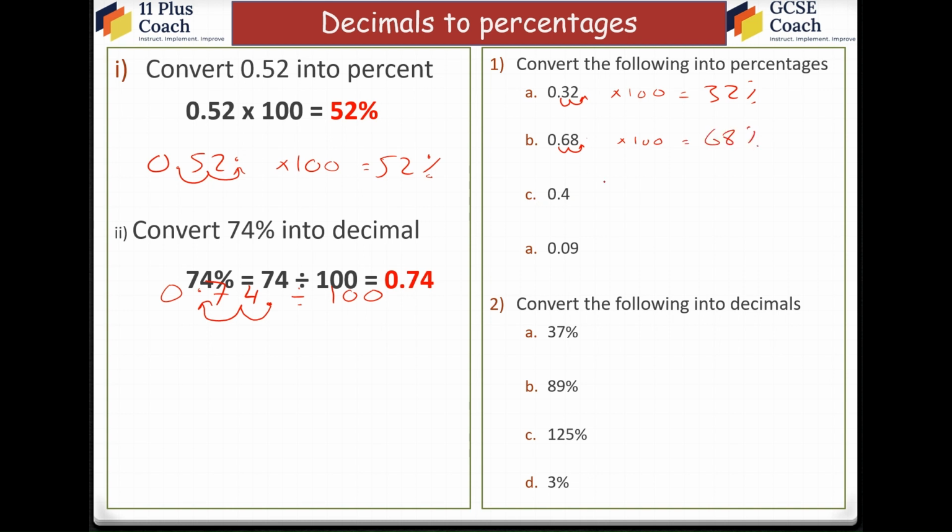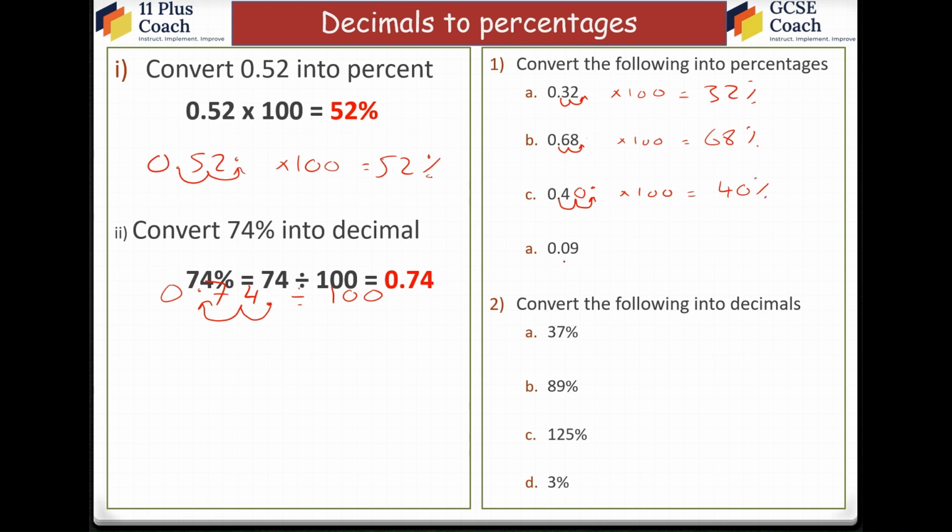Next question, the same method, times by 100. But in this one, you only got one digit, so that shouldn't matter because you're still going to move it two places to the right. So you move 1 and you move 2, and the decimal point ends up here. Whenever you have an empty space here, you fill it up with a 0. So 040 is actually 40, so it's 40%. So 0.4 as a decimal is 40%.